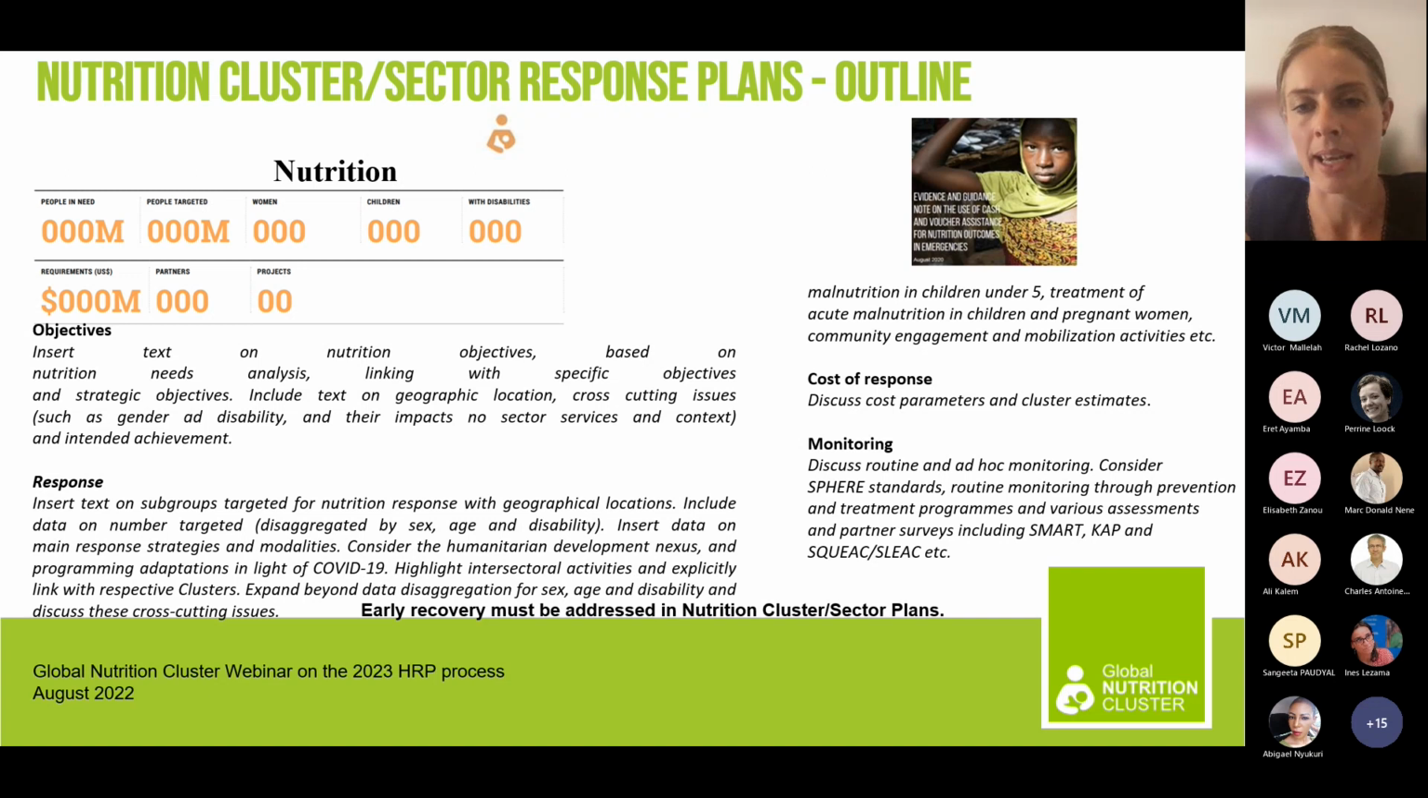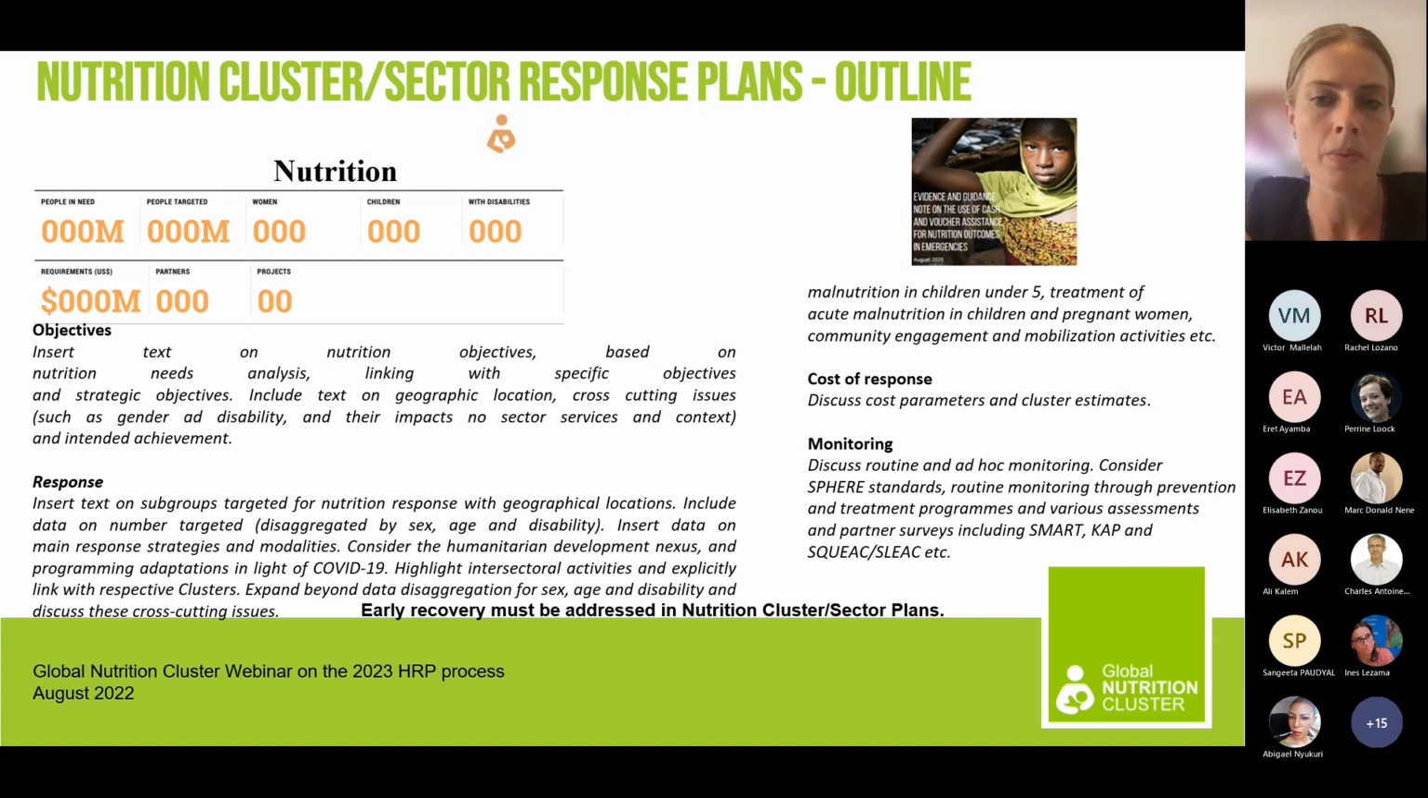So once the strategic and specific objectives have been formulated for the overarching HRP, and the nutrition cluster has finalized its prioritization and targeting within the response analysis, we are ready to start developing the nutrition cluster response plan under section three. The cluster or sector plans can either be developed with the strategic advisory group or the SAG and endorsed by partners, or developed directly with the partners. So there are two different ways to do so. But with that, there are advantages and disadvantages to each approach.